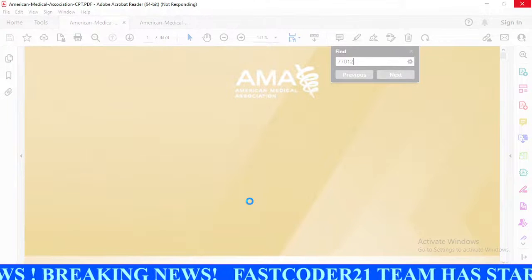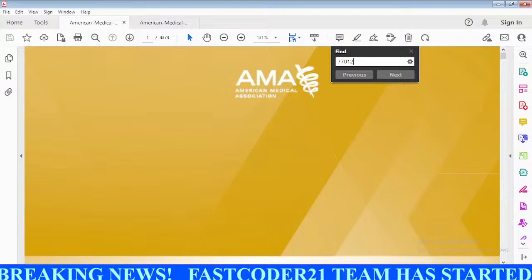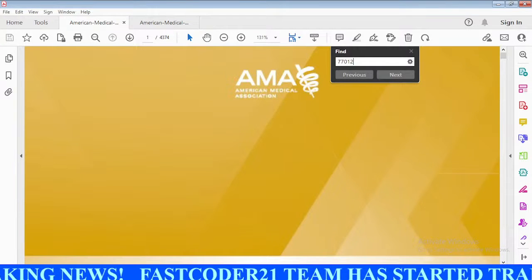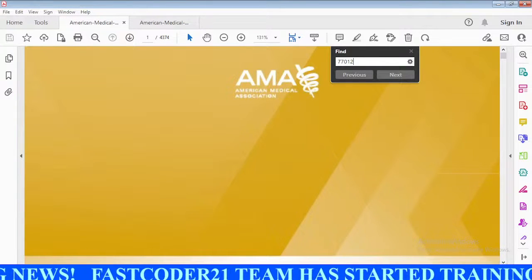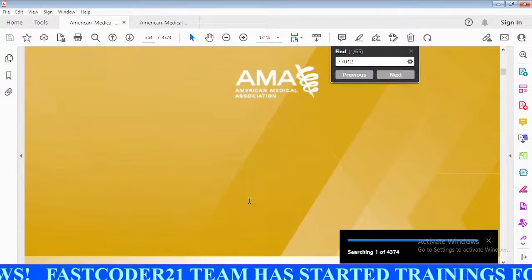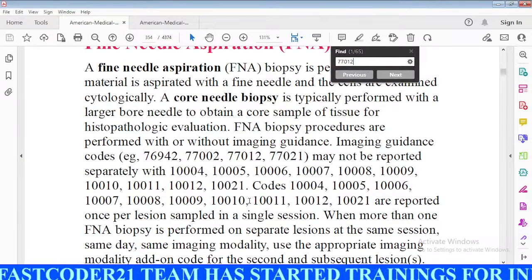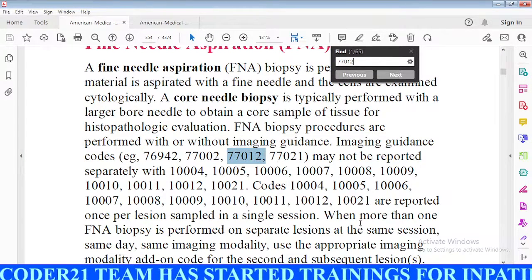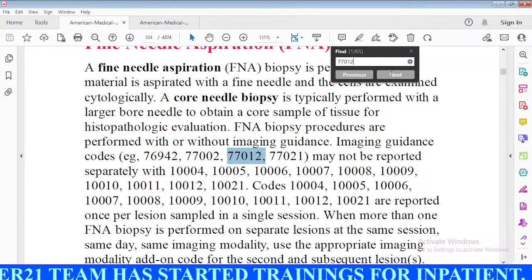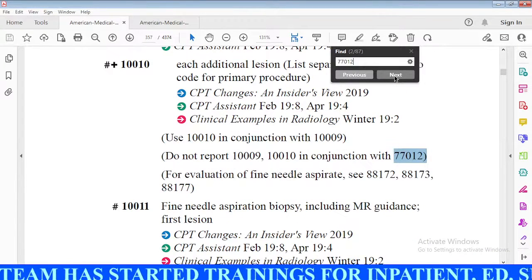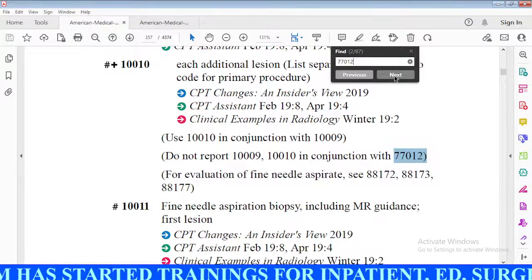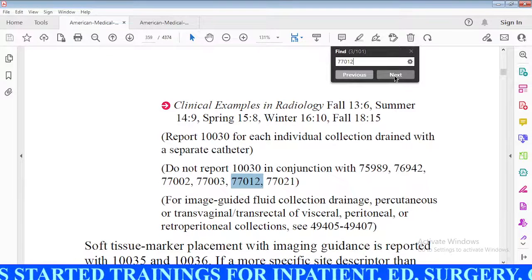You guys check in the book so that it is helpful for everyone. What is 77012? No problem, Akhil. Yeah, 77012. No worries, but it is better if you have the CPT book.